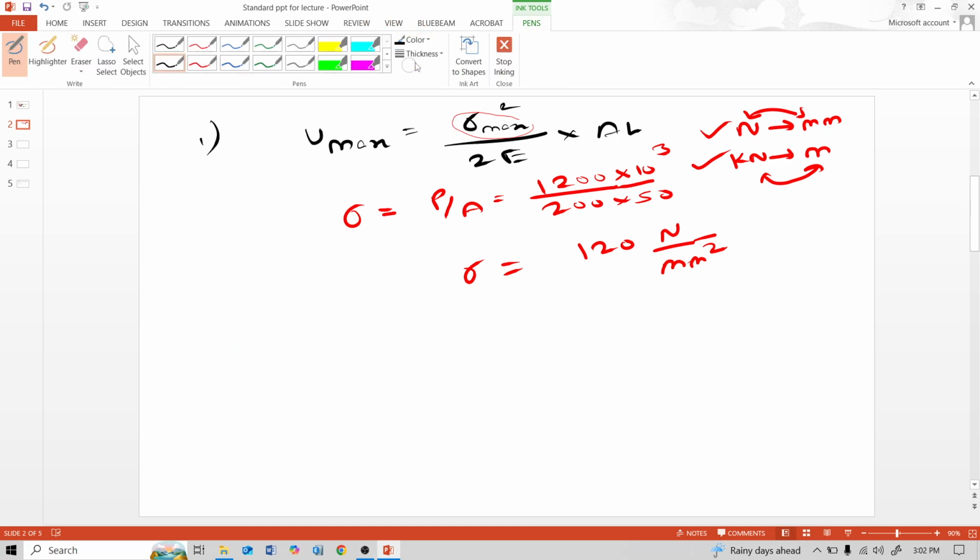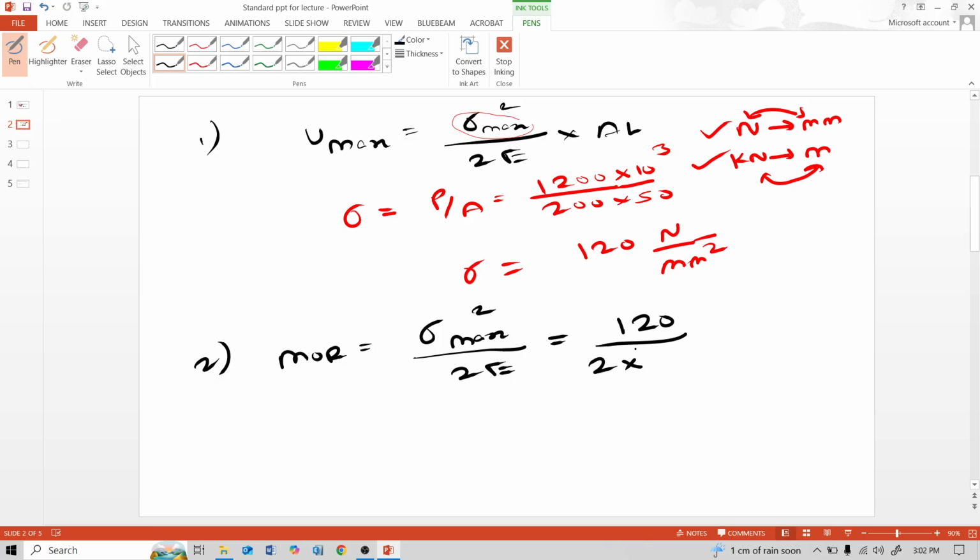Second problem statement is modulus of resilience, and modulus of resilience is nothing but the proof resilience divided by volume, and proof resilience is sigma square upon 2E into AL divided by volume. That means AL upon AL cancel, only this term remember, sigma max square divided by 2E, and sigma max square is 120 Newton per mm square, and divided by 2 into modulus of elasticity, 120 into 10 raised to 3 MPa.